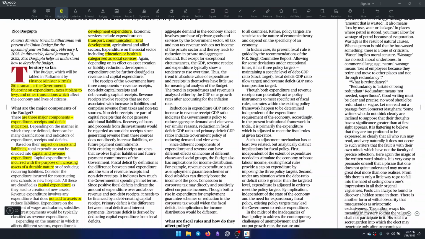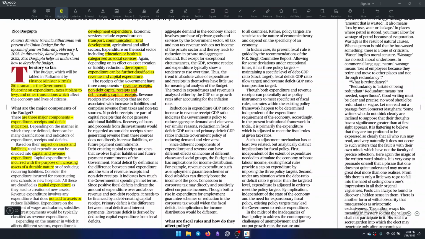Again, depending on its effect on asset creation or liability reduction, development expenditure can be further classified as revenue and capital expenditure. The receipts of the government have three components: revenue receipts, non-debt capital receipts, and debt creating capital receipts. Revenue receipts involve receipts that are not associated with increase in liabilities.